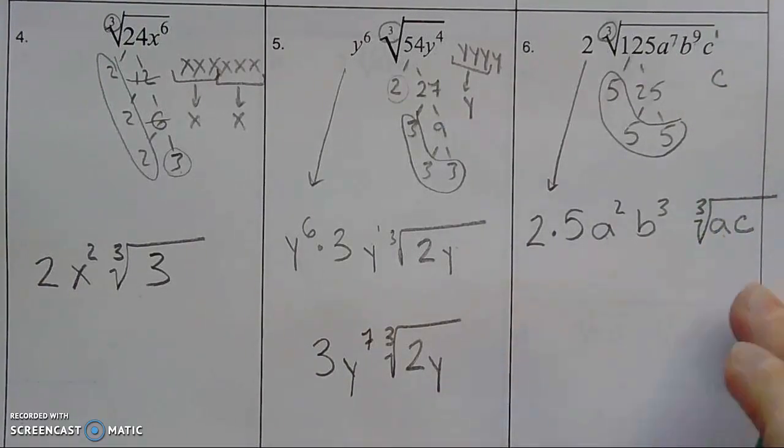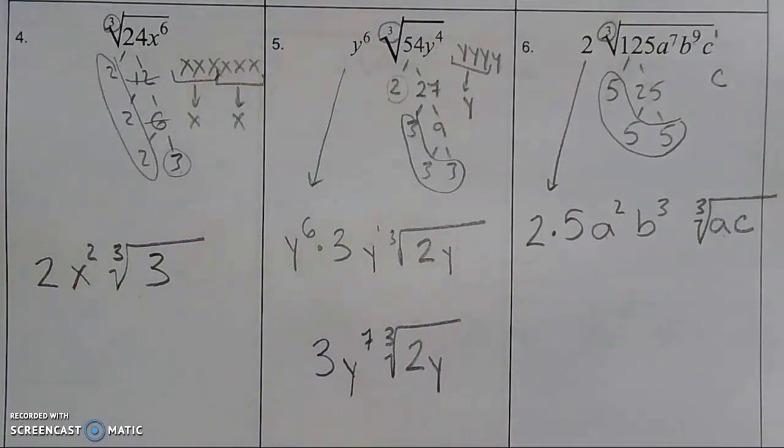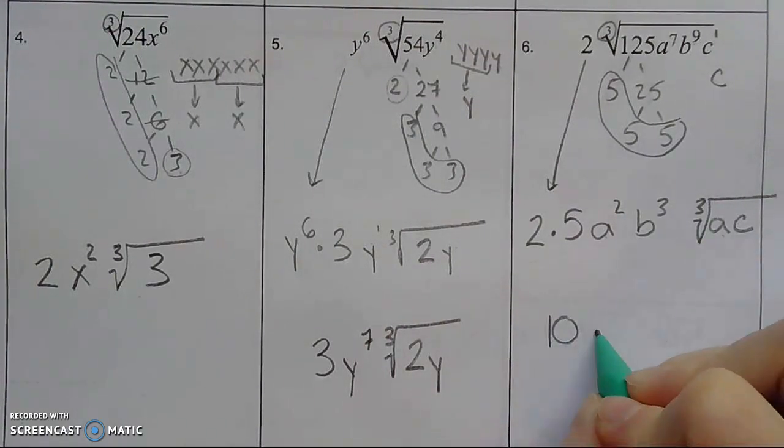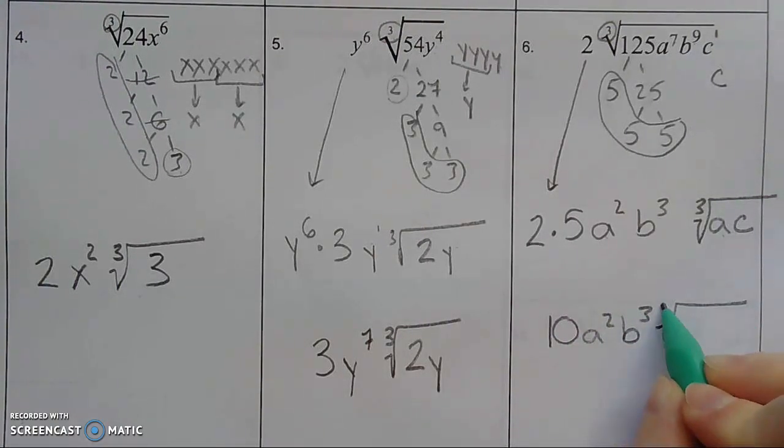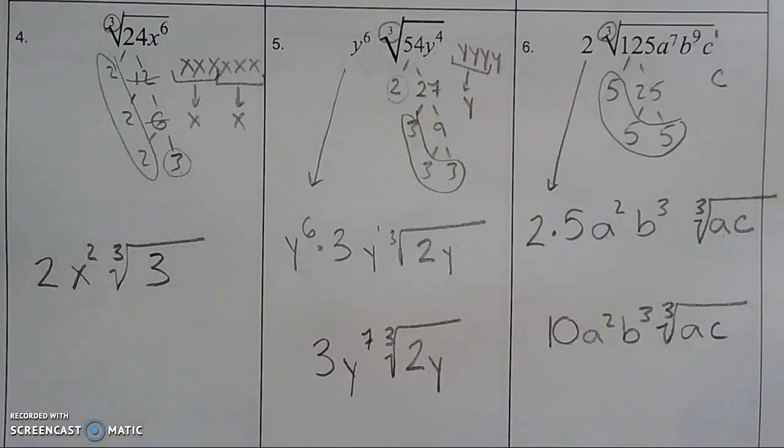and that is your answer. Let's go ahead and clean it up a little bit. 2 times 5 is 10, A squared, B cubed. Don't forget your cube root. Make sure it's very clearly inside of there, and then A and C, and that guy is done.